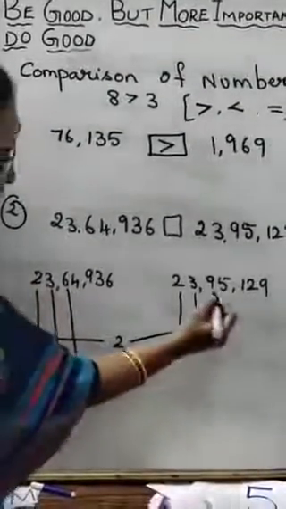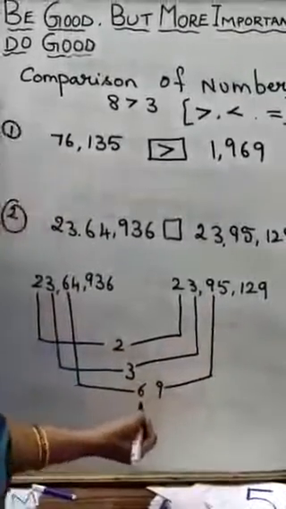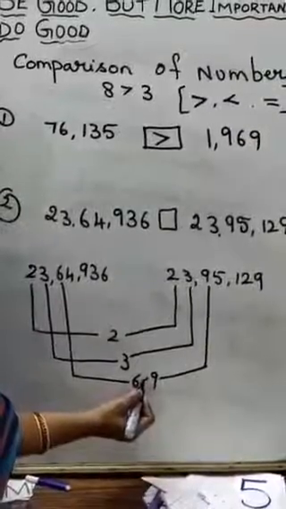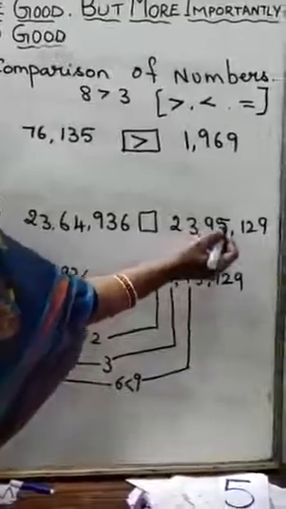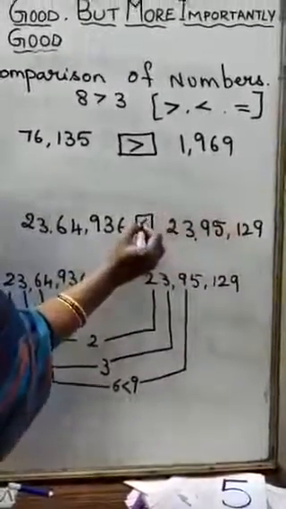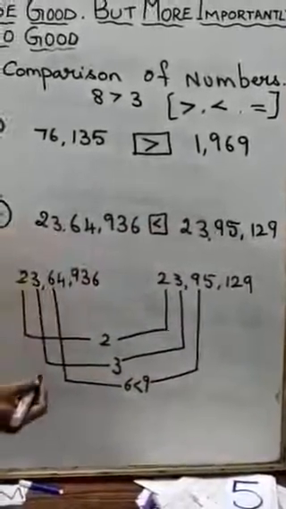Here it is 6 and here it is 9. We have a difference in the numbers. So when you compare these two numbers, 9 is greater than 6. Therefore, 23,95,129 is greater than 23,64,936.